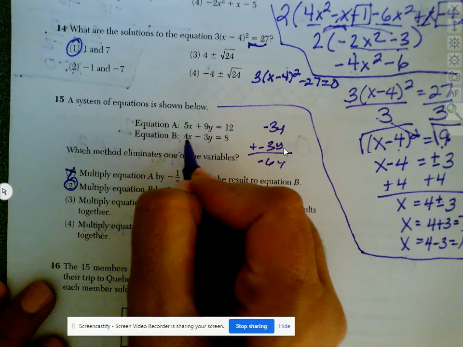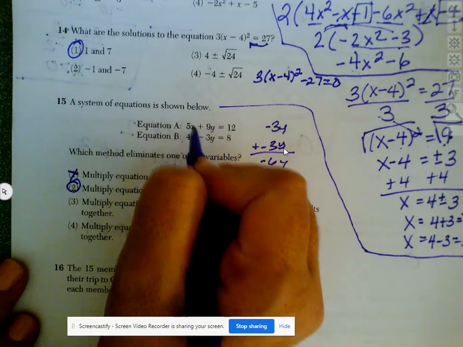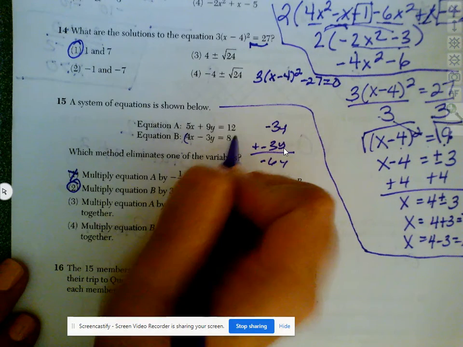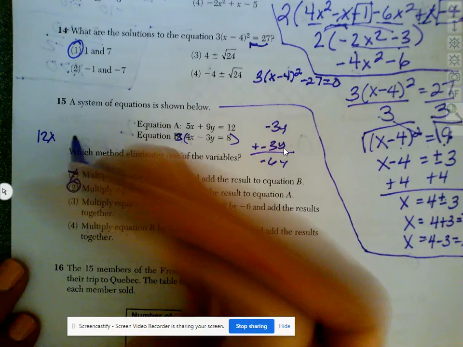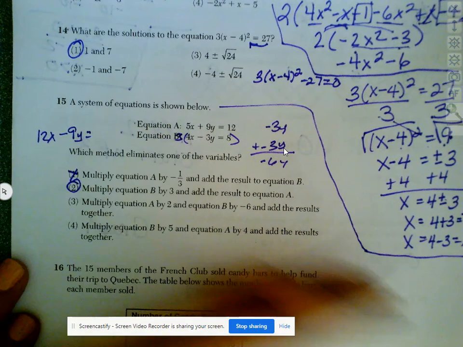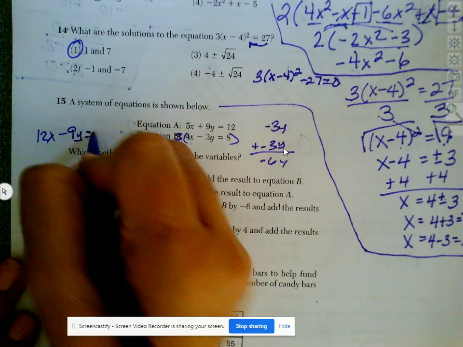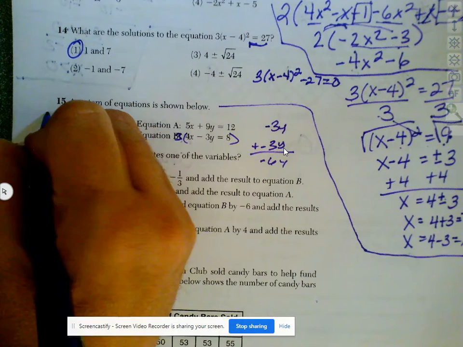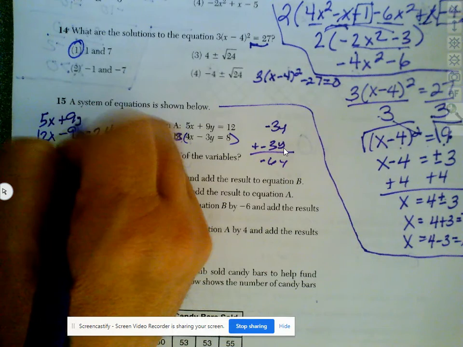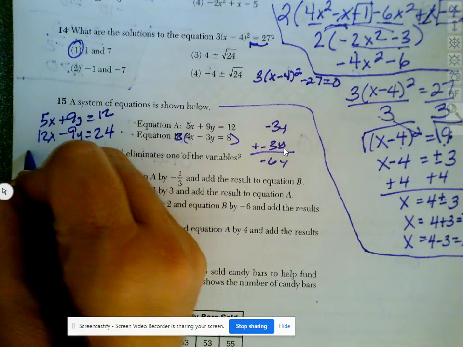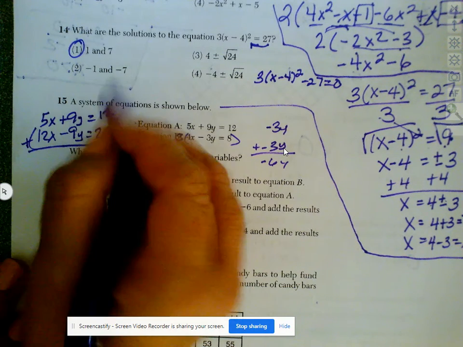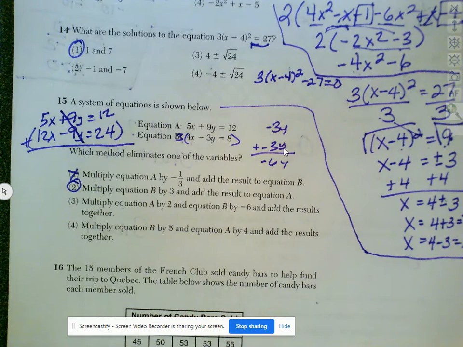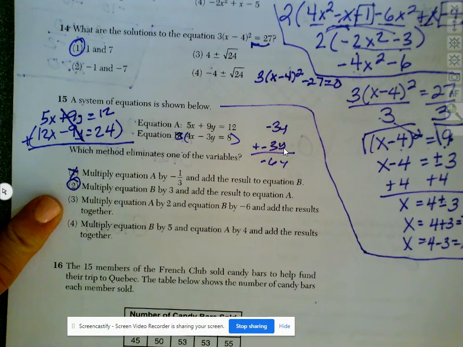It says multiply equation B by 3 and add the equation. So if I multiply equation B by 3, I multiply this whole thing by 3, I get 12x minus 9y equals 24. And I want to add it to 5x plus 9y equals 12. Now I see that I have matching positive 9y and negative 9y. So if I add those together, they will cancel. So that does eliminate a variable in this problem. So that's why it's choice 2.